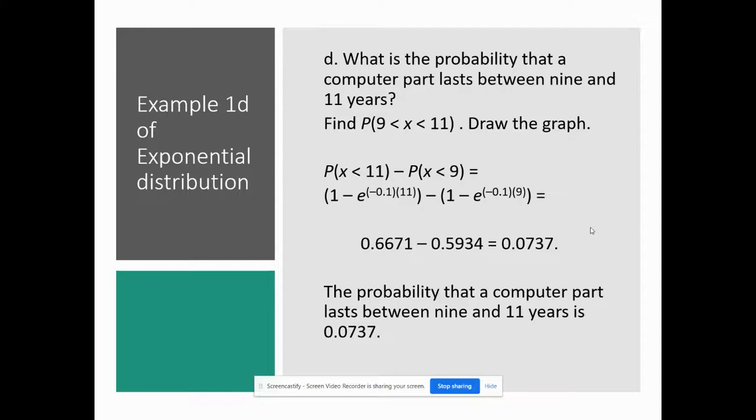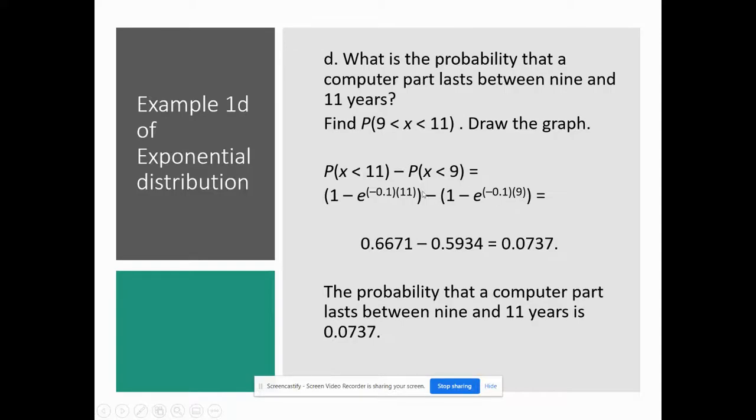All right, so 1D. What is the probability that a computer part lasts between 9 and 11 years? So that's what that probability looks like. Probability of 9 is less than x is less than 11. So I'm going to draw the graph, which I'll show you in just a minute. So I'm going to solve it. Remember, this is a less than, so it's 1 minus e raised to the negative 0.1 times 11, minus 1 minus e raised to the negative 0.1 times 9.